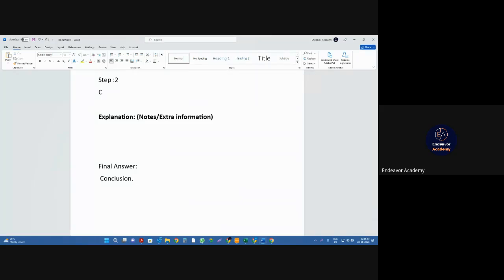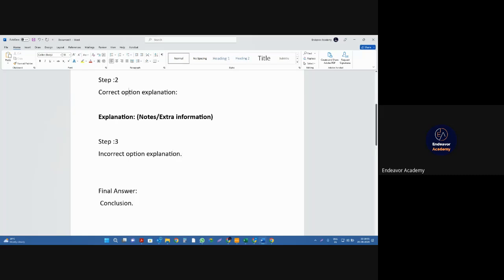Here we have to explain the correct option explanation. Here we have to write this, and in step three we have to write the incorrect option explanation. This is the multiple choice question.